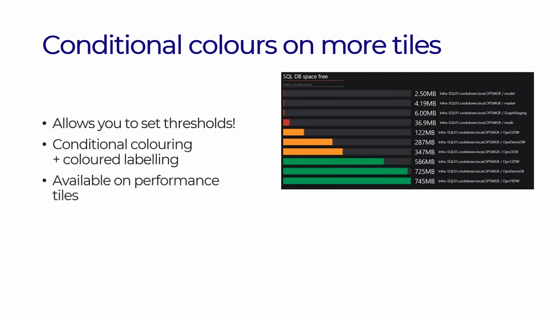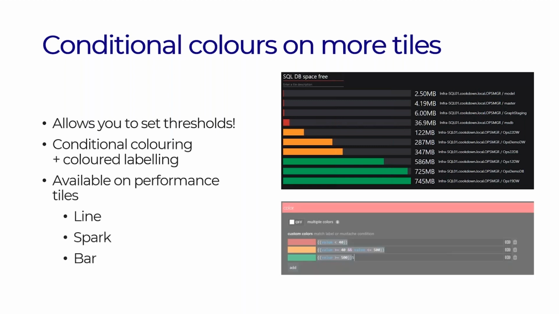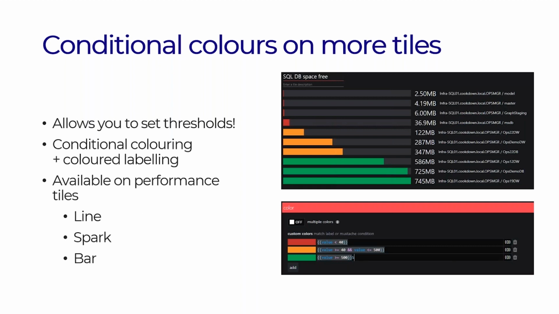And this is available on a number of performance tiles, not just the donut now, so the line graph, the spark, and the bar, which is great. And as far as configuration is concerned, we've enabled the all-powerful mustache, which is a great way of having plenty of flexibility as to how you define this. And this is my example where we've just set values to effectively set thresholds. But as I say, you can use mustache whichever way you want. I'll show you more in the demo in a minute.